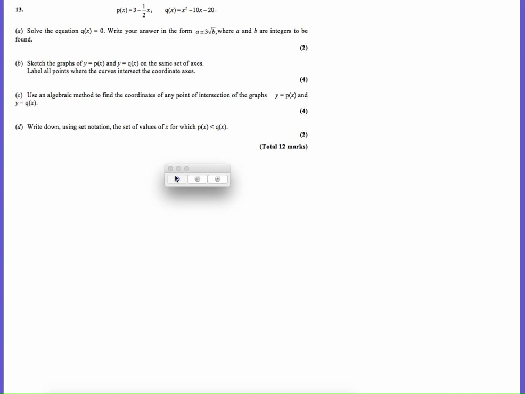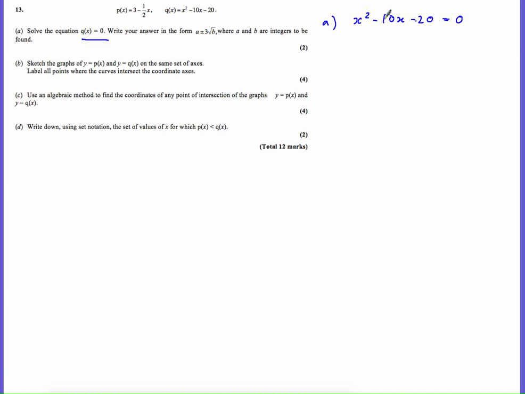Last question. You're probably dying, but the first bit is really straightforward. Solve, two equations are given. Solve the fact that q of x is equal to 0. So I'm just going to do it up here because it doesn't take many seconds. x squared minus 10x minus 20 equal to 0.